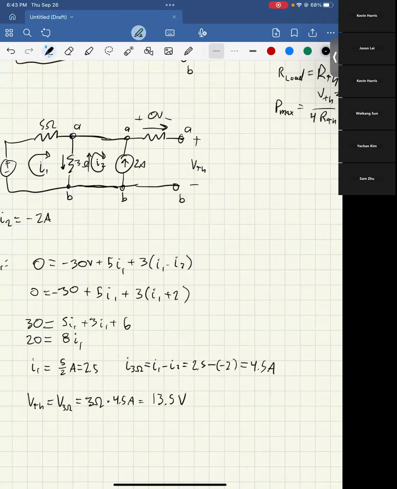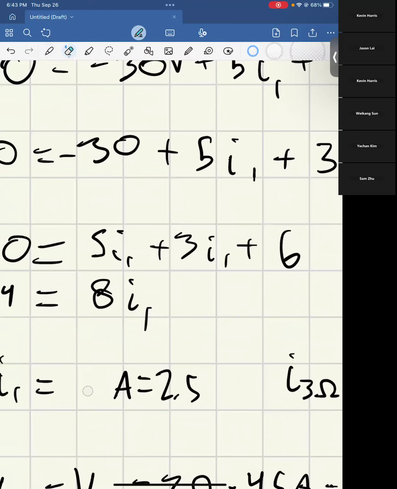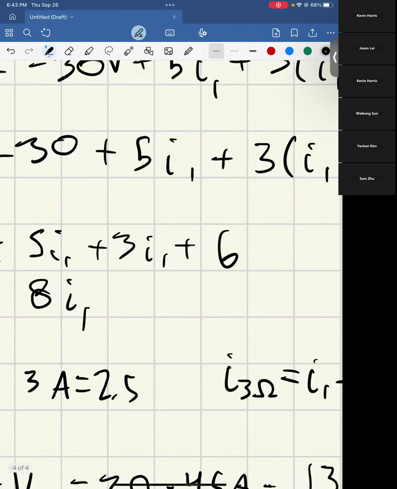Okay, wait, let me just change this a bit. This becomes 24, and instead of 5 halves, you'll get 24 over 8, which is 3 amps.